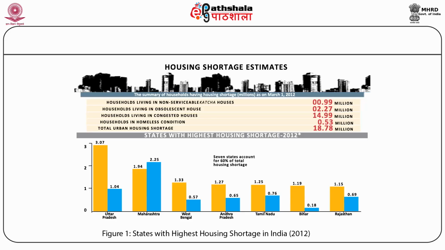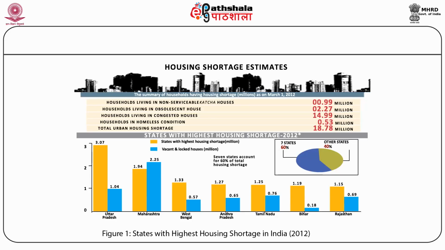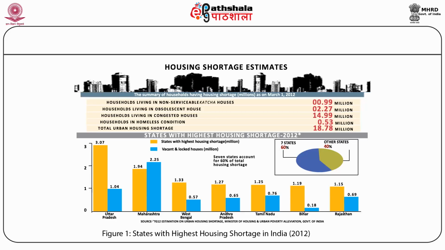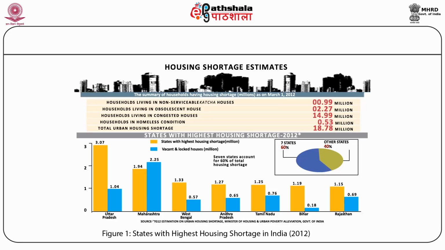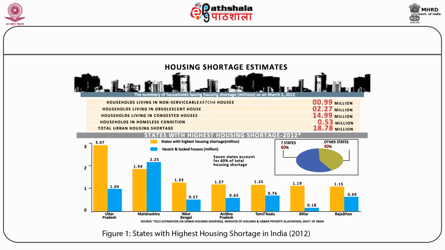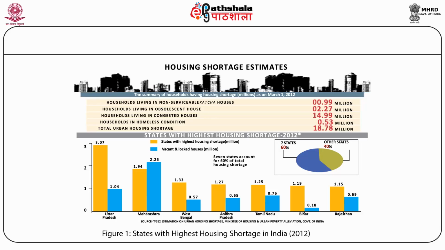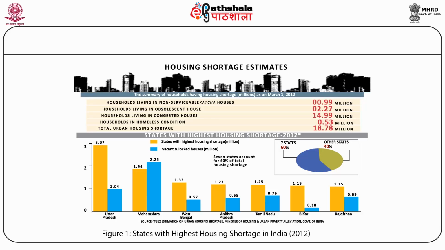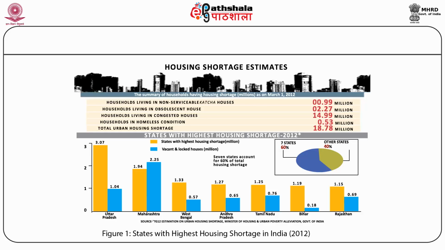The figure shows that the housing shortage in these 7 states alone comprises 60% of total housing shortage in the country. These states are Uttar Pradesh, Maharashtra, West Bengal, Andhra Pradesh, Tamil Nadu, Bihar and Rajasthan.